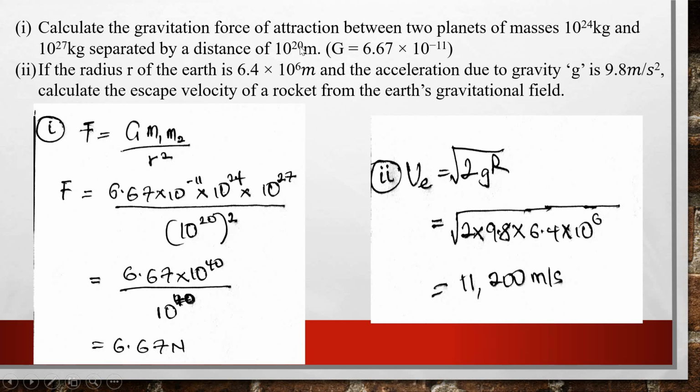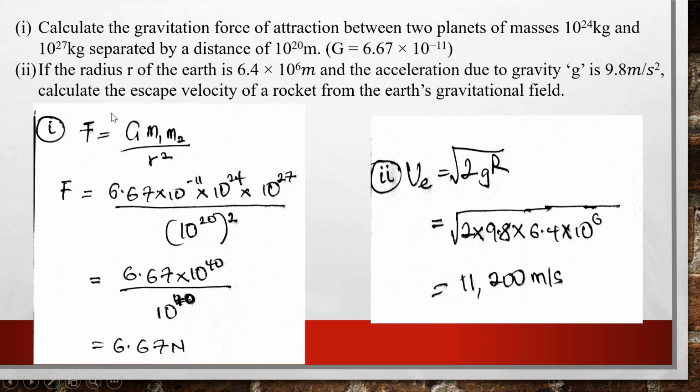So in our question, the distance between them is 10 raised to the power 20 meter. This is 10 raised to the power 20 meter, and then remember it is squared. So that's why we'll have the square here. Once you multiply that with a calculator or with arithmetic knowledge, this is what you have. And then once you solve, you get that the force between these two planets is 6.67 Newton.